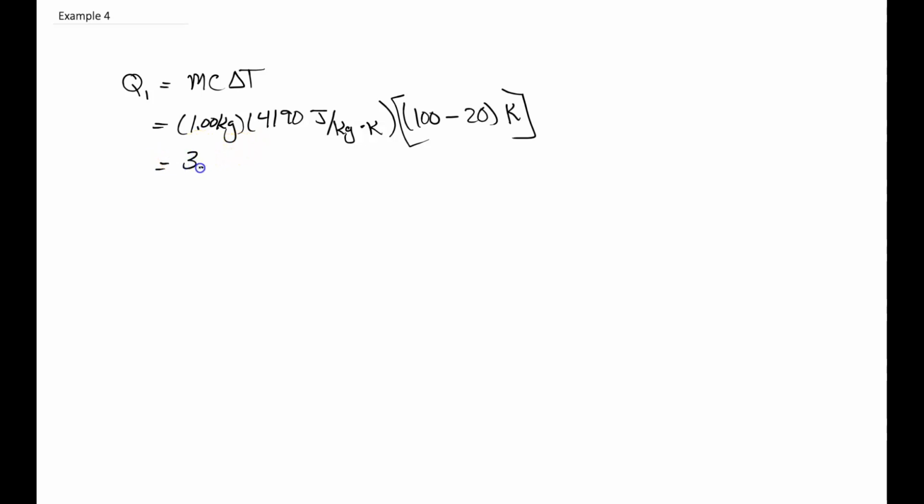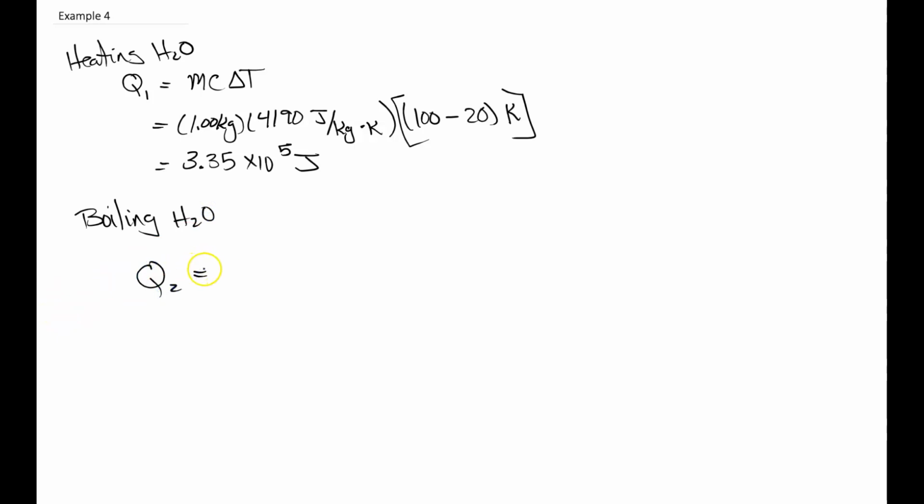So this will give us an amount of heat equal to 3.35 times 10 to the 5th joule. This is for heating the water. And now for boiling the water, we're going to have a phase change. And the phase change will require an amount of heat given by the mass of the water times the latent heat of vaporization for water. And this, again, we would read off of the table.